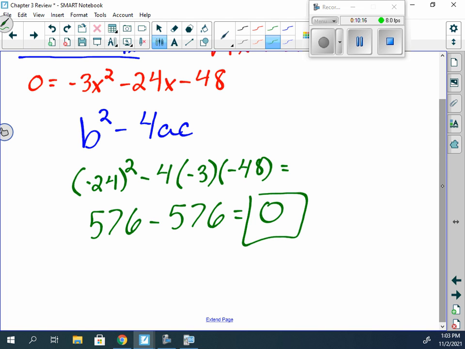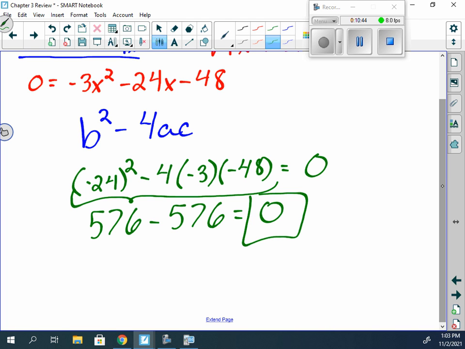I worked it out in parts. I did the negative 24 squared, found out what it was, and then did the negative 4 times negative 3 times negative 48, found out what it was, and subtracted. Well, if I'm already typing pretty much the whole thing into the calculator, might as well do it in one step. Might as well just type the whole thing in and have the calculator tell us it's 0. You're doing the exact same thing, it's just doing it in parts.